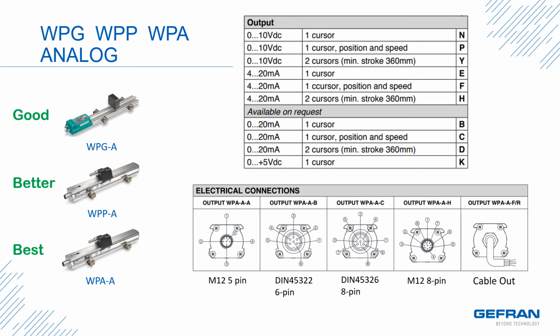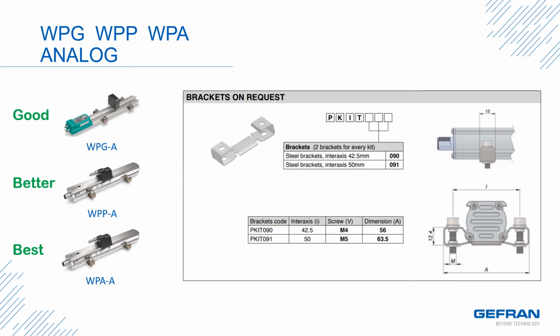All three of these series are capable of 0 to 10 volt DC, 0 to 5 volt DC, and 4 to 20 milliamp outputs. They can all use either one or two cursors, and they can all measure both position and speed. The available electrical connections include an M12 5-pin, a DIN 6-pin, a DIN 8-pin, an M12 8-pin, and cable out. Available brackets include both a 42.5 millimeter hole spacing and a 50 millimeter hole spacing.